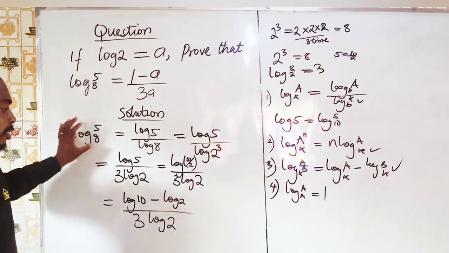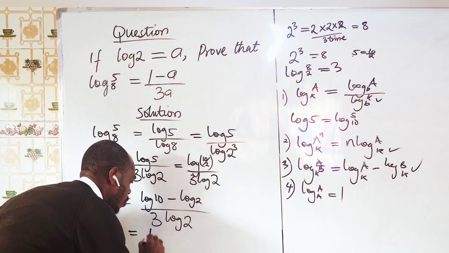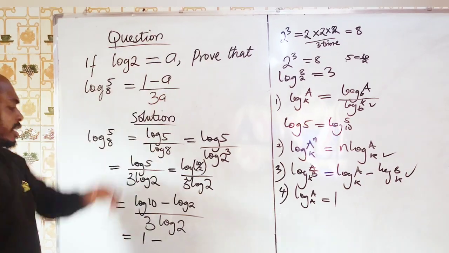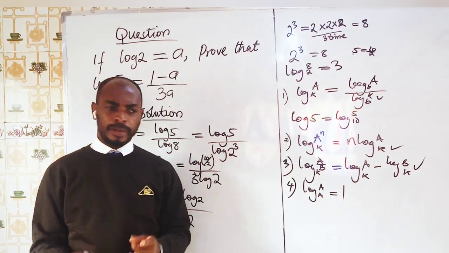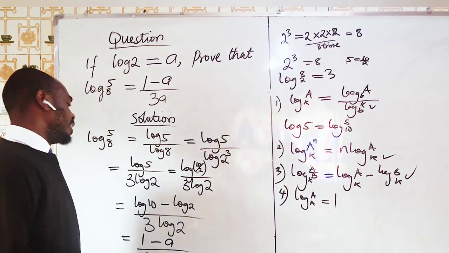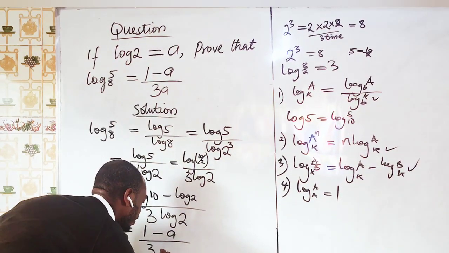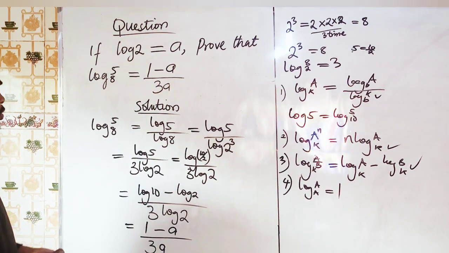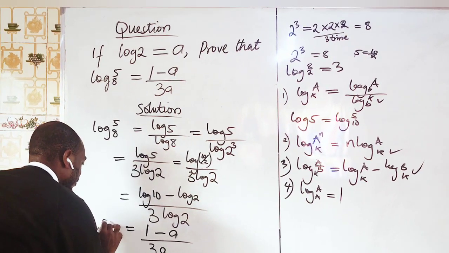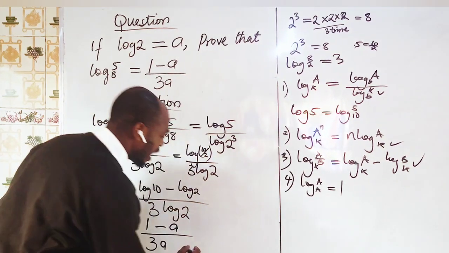At this point, we replace log 10 base 10 with 1. But from the question, we're told that log 2 equals A. So anywhere we see log 2, we will replace it with A. So we have A. This is 3 times log 2, and log 2 is A, so we have 3A. At this point, we have shown, therefore, that log 5 base 8 equals (1 minus A) all over 3A. This is how to show this.